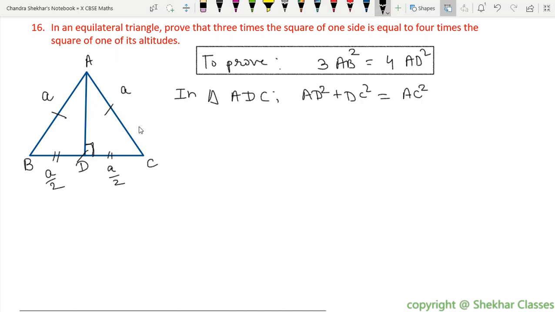And we know that the perpendicular AD will bisect BC, because it is an equilateral triangle. So therefore BD will be equal to DC will be equal to A by 2. So I have marked it here. Now we have to prove that 3 times AB square is equal to 4 times AD square, according to the question. So we'll take the triangle ADC, and in ADC we know that AD square is equal to DC square plus AC square.